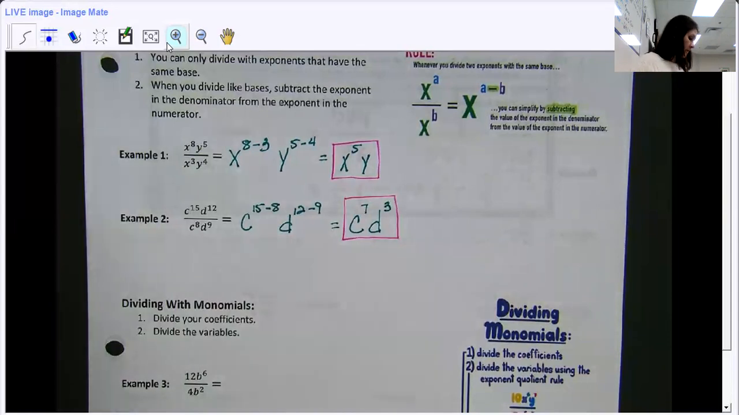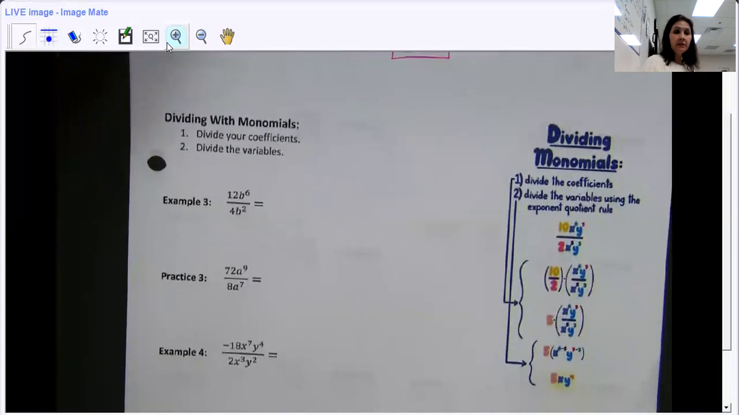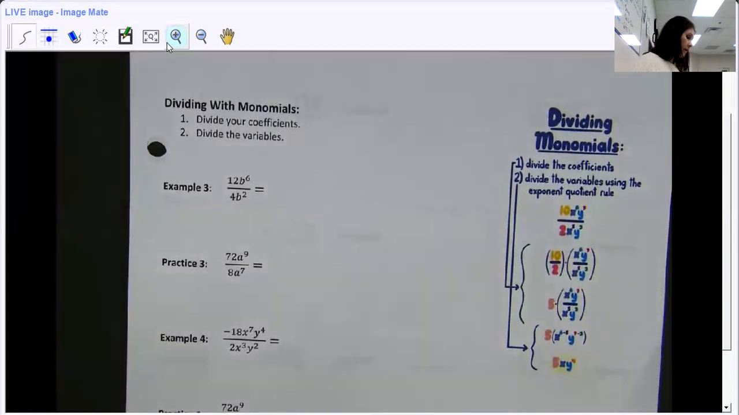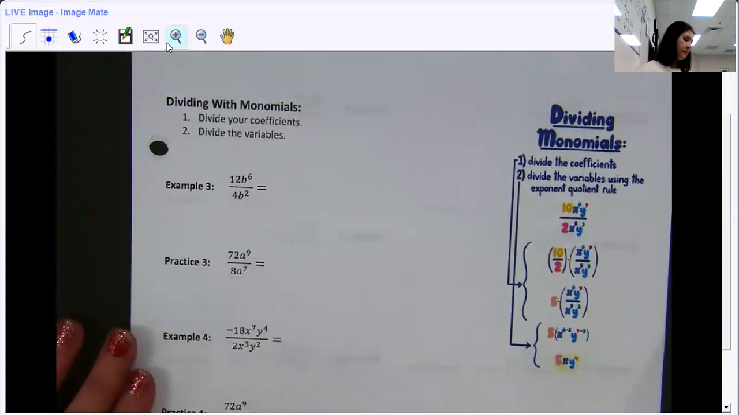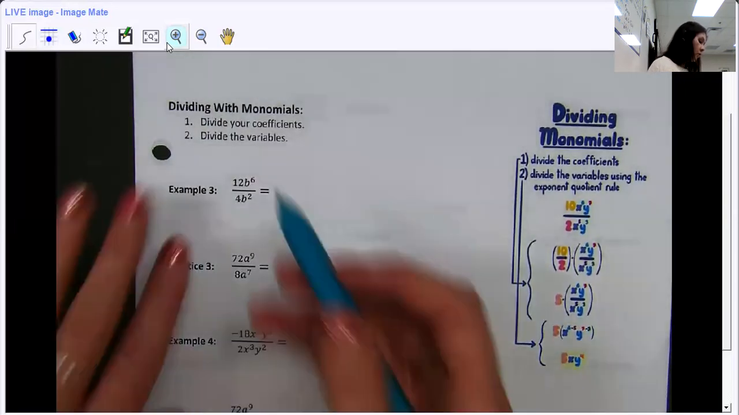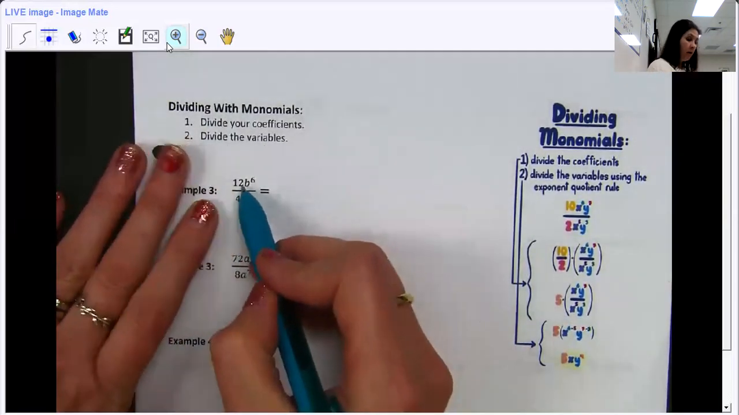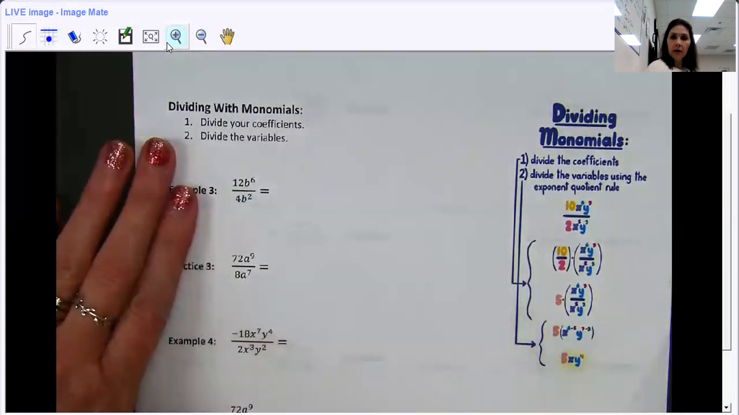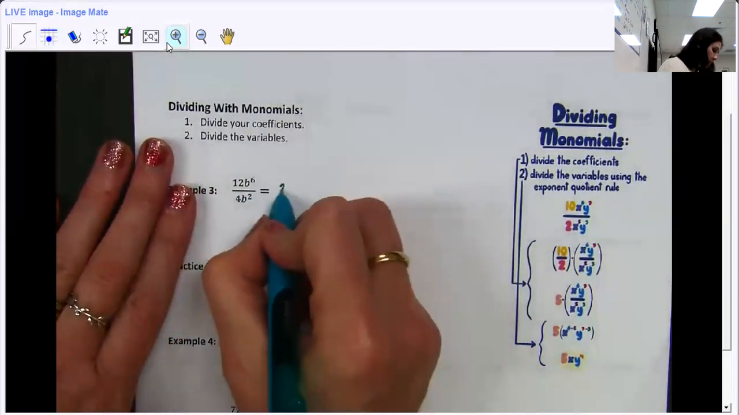Okay. We're now going to move on to example and practice 3. On these, we're now adding coefficients in the mix. And the easy thing about the coefficients is it's nothing more than just simplifying those coefficients and then continuing to divide the b to the power of 6 and the b to the power of 2. So when we look at this, we know that 12 divided by 4 is 3. So I'm just going to write a 3 right here.